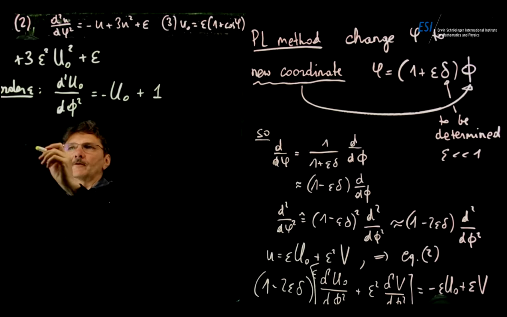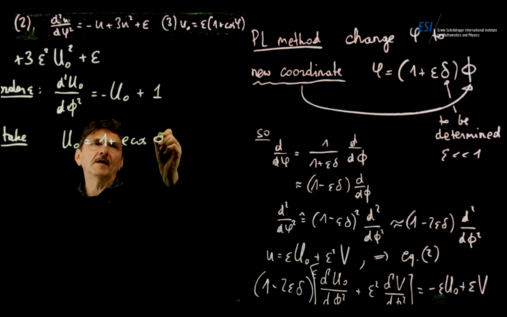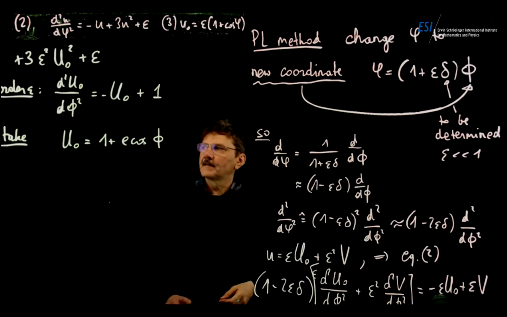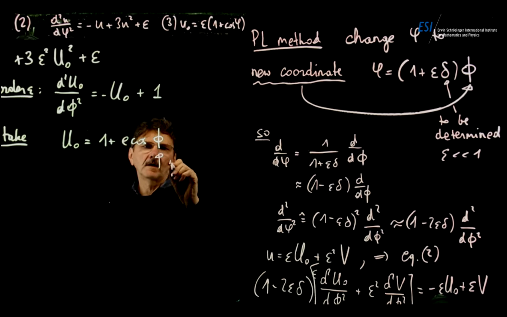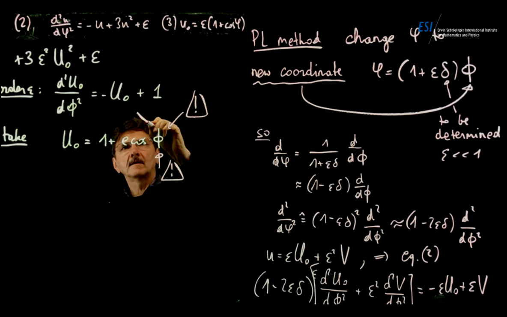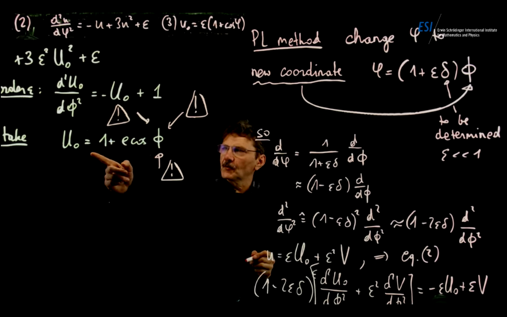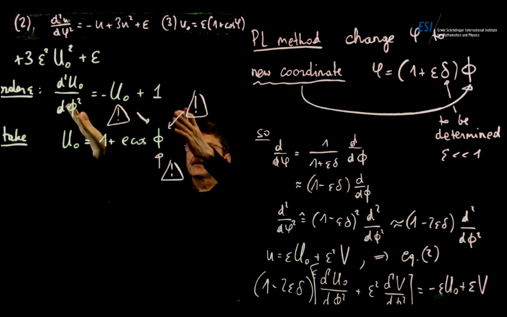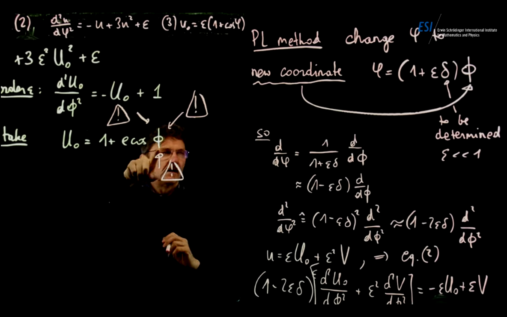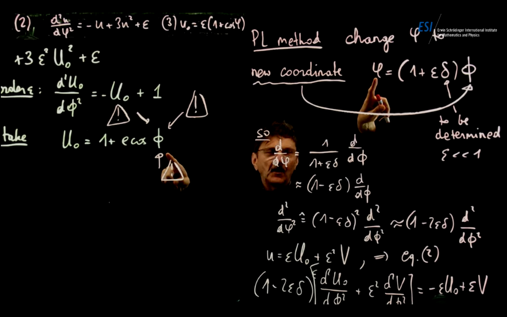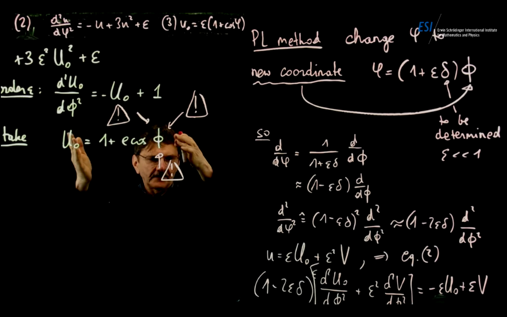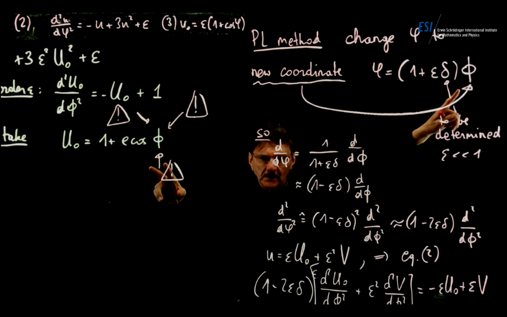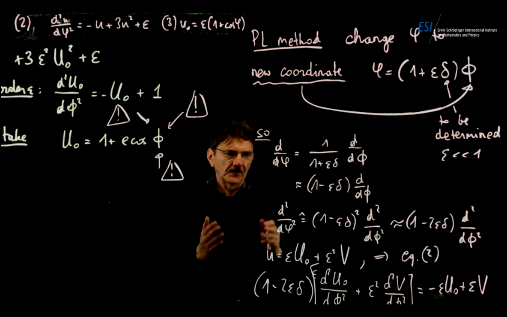So we take the same solution, the Newtonian solution. u naught is 1 plus e cos phi. But this is like the Newtonian solution, but not really. It's not really the Newtonian solution because this is a solution which is periodic in this angle, right? It's 2 pi periodic, but then the original Schwarzschild angle will not be. So the difference of the method is here. The zero order solution is periodic in the new angle and not in the old one. That's the mechanism which makes all this work.